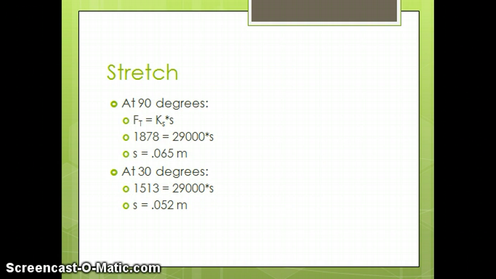The stretch in this experiment was found by treating the rope like a spring so that we can use the ideal spring force. We found this for the 90 degrees and the 30 degrees. The formula used was the force of tension equals Ks times S, and S for each of these individual cases was 0.065 meters and 0.052 meters respectively.